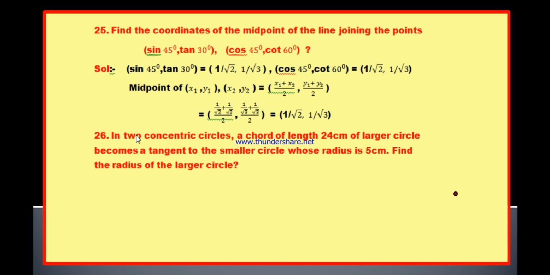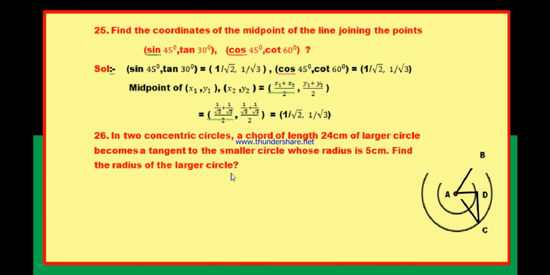Now question number 26. In two concentric circles, a chord of length 24 centimeters of the larger circle becomes a tangent to the smaller circle whose radius is 5 centimeters. Find the radius of the larger circle. I shall repeat. In two concentric circles, a chord of length 24 centimeters of the larger circle becomes a tangent to the smaller circle whose radius is 5 centimeters. Find the radius of the larger circle.